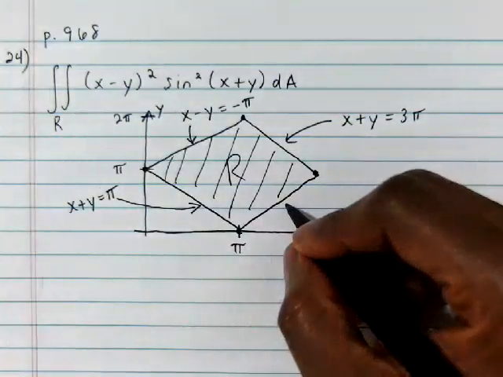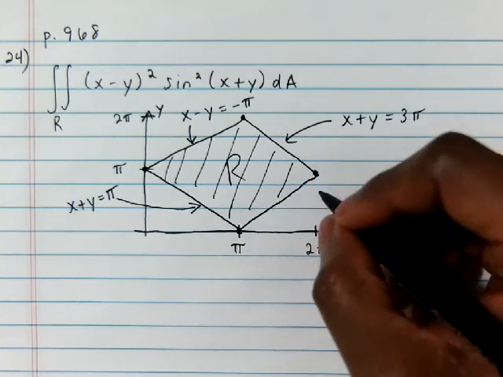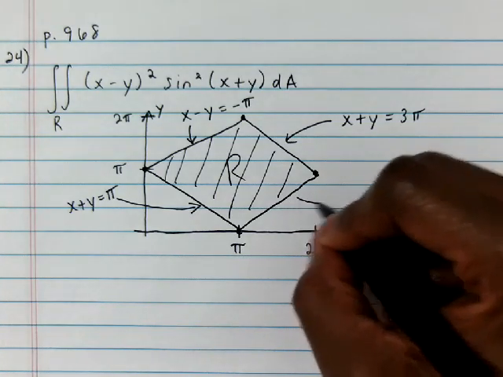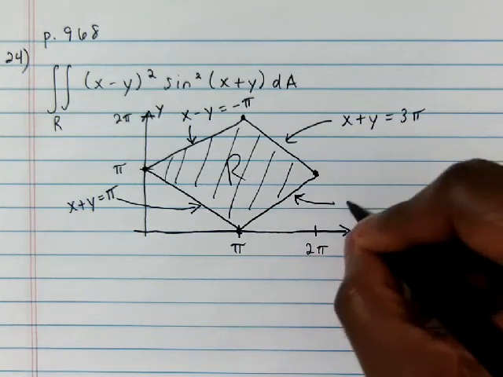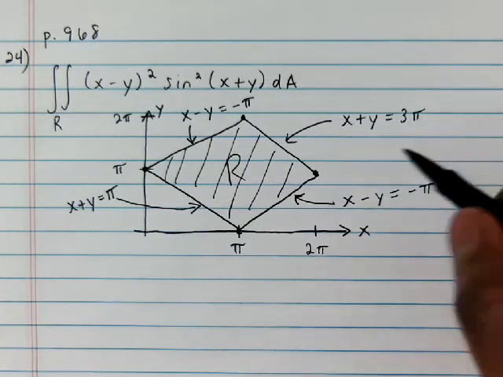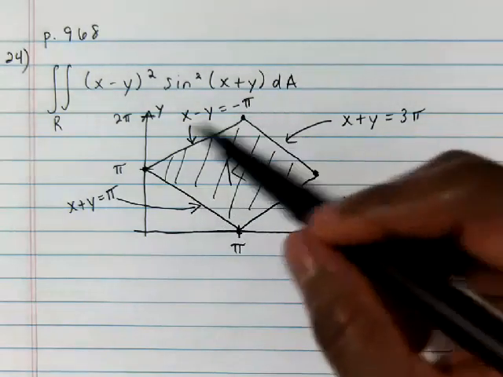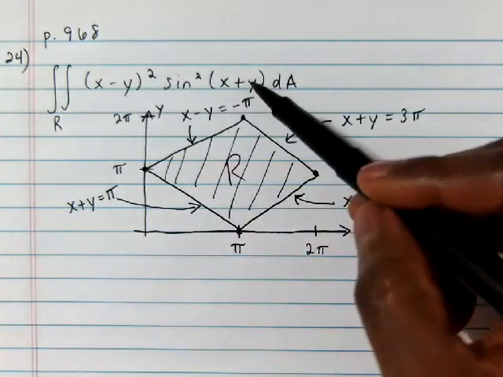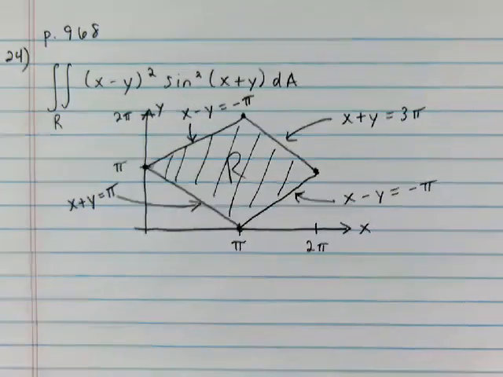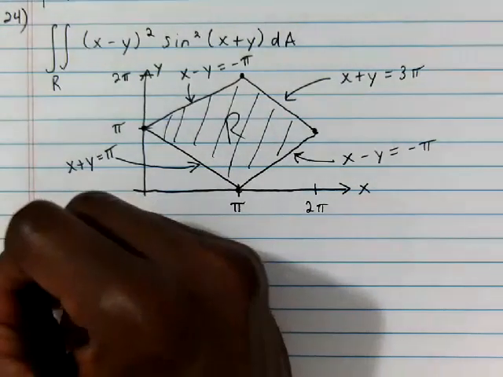And then over here, this is y equals x minus pi, which is x minus y equals negative pi. So now we've written all four of these lines in the same terms that our integral was, the same terms of functions we see in our integral. So now we can do step one of the procedure.